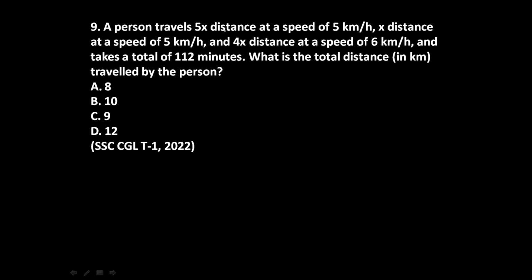A person travels 5x distance at a speed of 5 km per hour, x distance at a speed of 5 km per hour, and 4x distance at a speed of 6 km per hour, and he takes a total of 112 minutes. What is the total distance traveled by the person? So how do you solve it? Look at it carefully. What do we know? Time is equal to distance upon speed, right? So in the first case it is 5x upon 5. In the second case it is x upon 5.